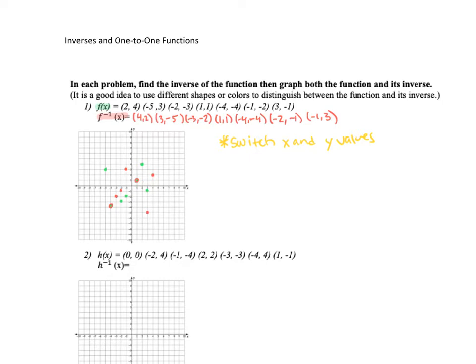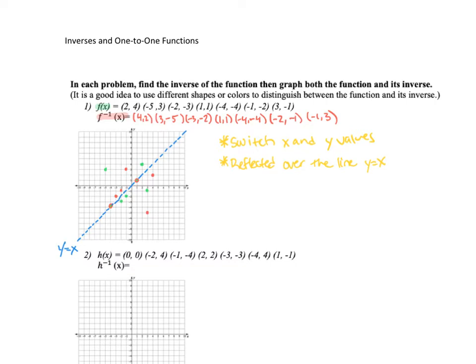But something else that was noted about inverse functions, particularly when looking at the graph, is that we may notice that they are reflected over the line y is equal to x. So if we were to plot that line, I'm just going to do that with a dashed line right here. So 1, 1, 2, 2, 3, 3, so on and so forth. We can see that our green dots and our red dots are mirrored or reflected over this line of y is equal to x.